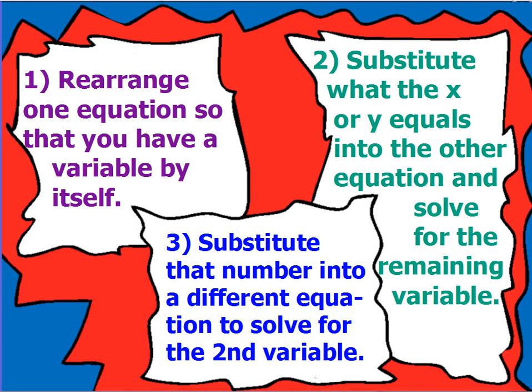Just to solidify what we did today, we rearranged one equation so that I had a variable by itself or isolated. Then we substituted what that isolated variable equaled into the other equation, the one that I didn't rearrange, to solve for the remaining variable. Then I did one more substitution piece where we substituted that number into the different equation, the equation that you didn't rearrange, to solve for the second variable. Oh, I guess this one it didn't matter which equation you substitute it back into, but you were able to solve for the second variable.